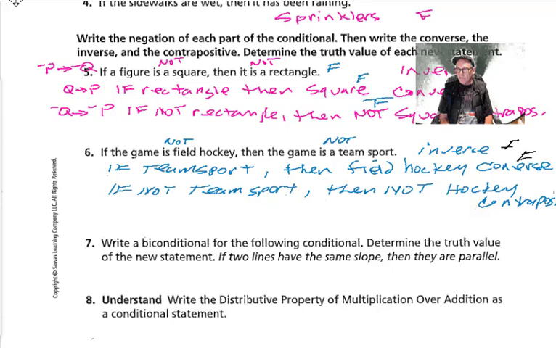If it's not a team sport, then it's not hockey. If it's not a team sport, like bicycle riding, then it's not hockey, which is true. Hockey is a team sport. If it's not a team sport, it can't be hockey. So that's going to make that a true statement. Sometimes the contrapositive is hard to figure out. Sometimes what I'll do is turn it back around and try to evaluate it the other way and see if it makes more sense.